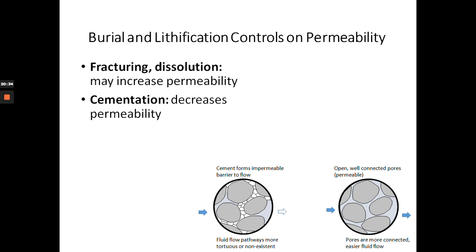Now, if it is the other way around, like in the case of porosity, so first you start with open pores, but then you start to get cementation, well, you are decreasing permeability now. Okay, so that is how burial and lithification control permeability.